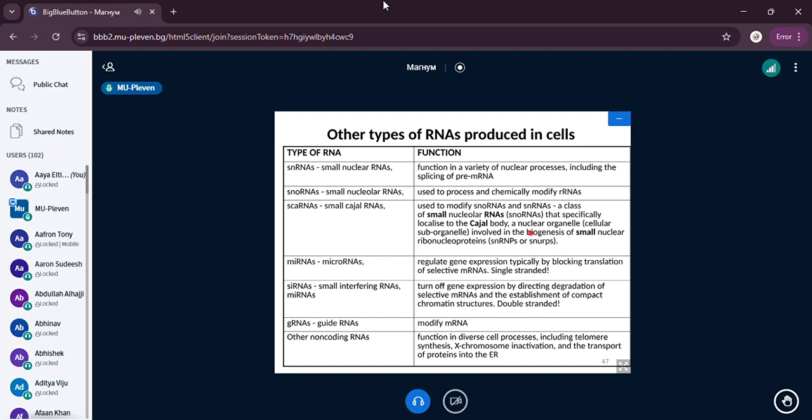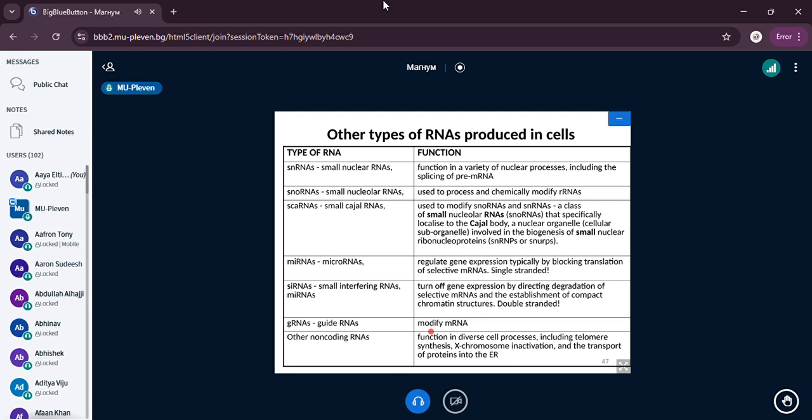Nucleus and Cajal body, we can say they are suborganelles at the territory of the nucleus. MicroRNAs, miRNAs, regulate gene expression typically by blocking translation of selective messenger RNAs. The main difference structurally from the small interfering RNAs, which have the same function, is that miRNAs, microRNAs, are single-stranded. The siRNAs, or small interfering RNAs, are double-stranded.